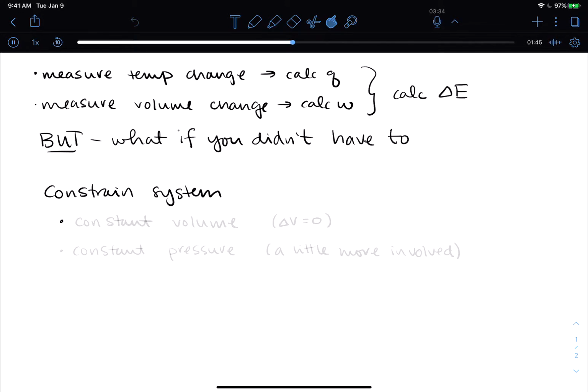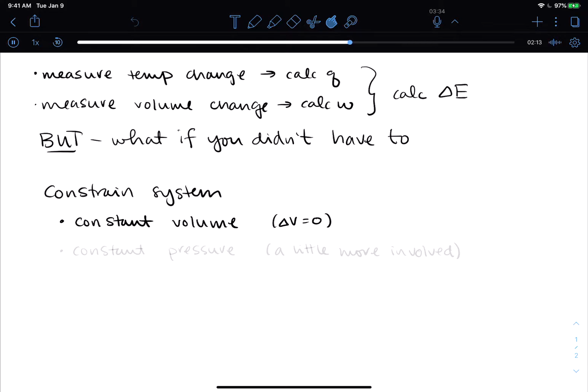And this one, it's pretty cool in concept. It's a little harder in execution. But what if we had a constant volume? If you go back to the last video, we just talked about how to calculate pressure volume work, which relied on a change in volume. Well, if you do it at constant volume, your delta V is 0.